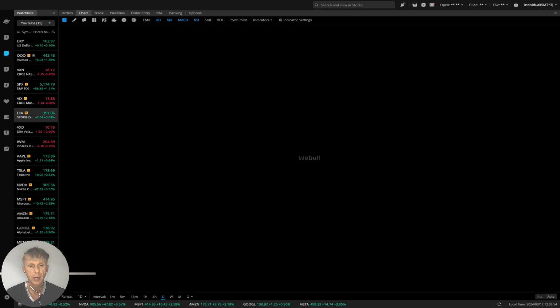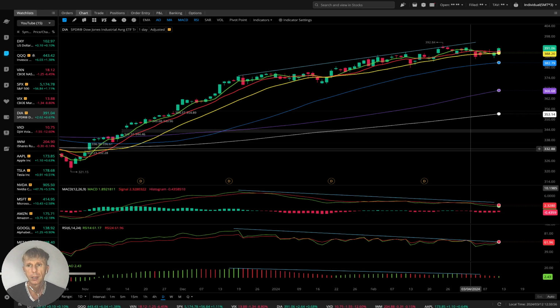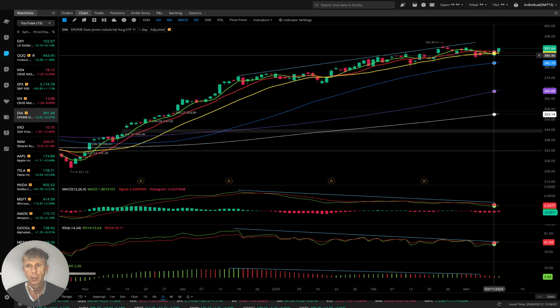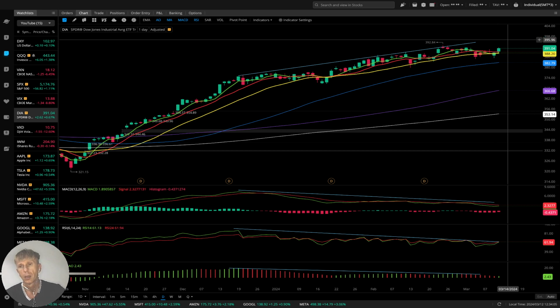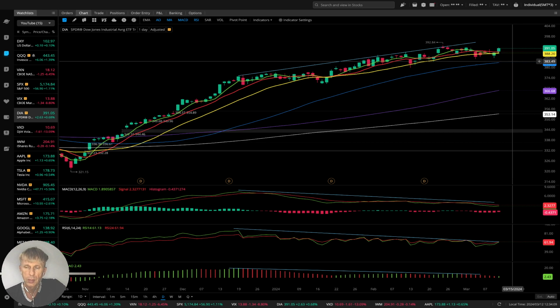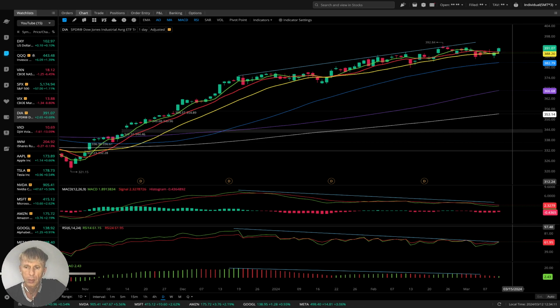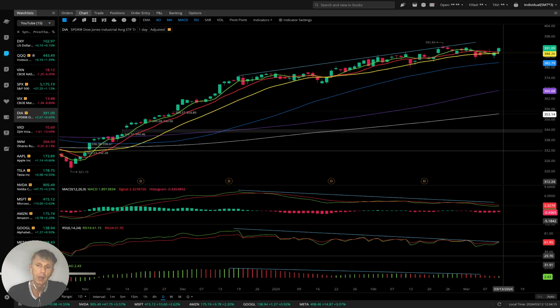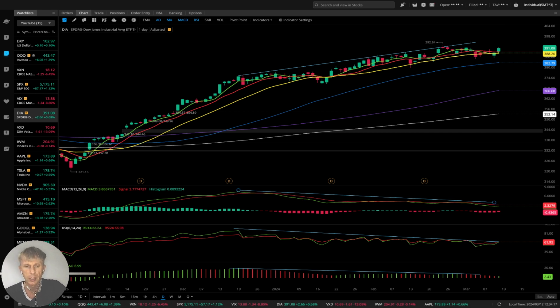Dow Jones, DIA. Yesterday it did a bearish reversal, bearish crossover. It was negative, and today it did bounce, and it did close above all moving averages. It's bullish territory, but among the indicators, MACD is still bearish, and bearish divergence is still in place.